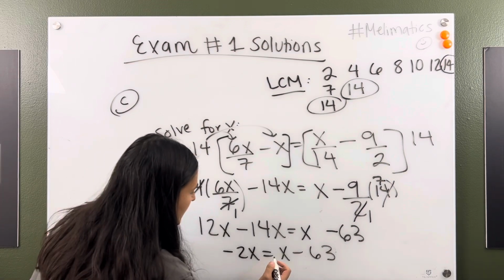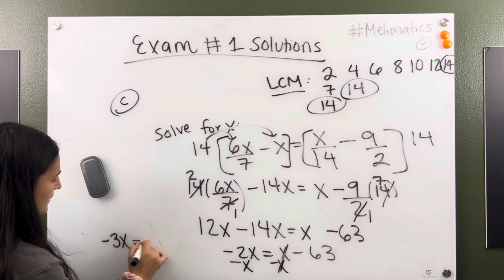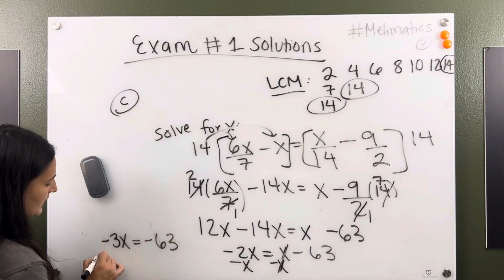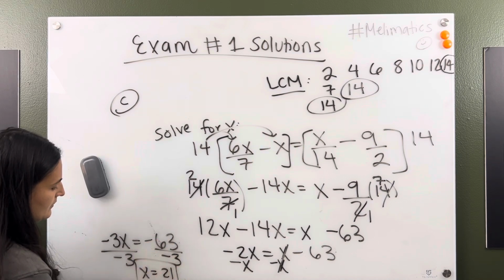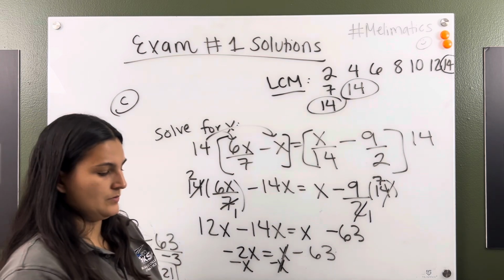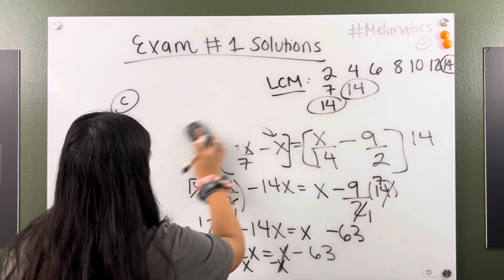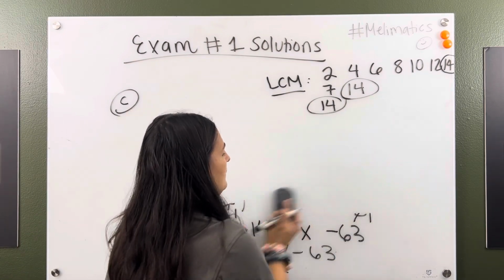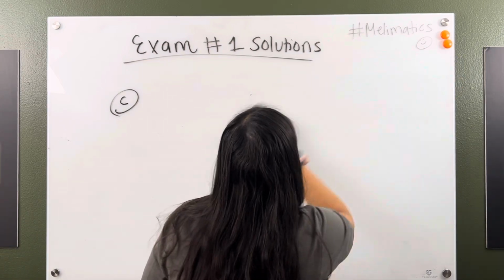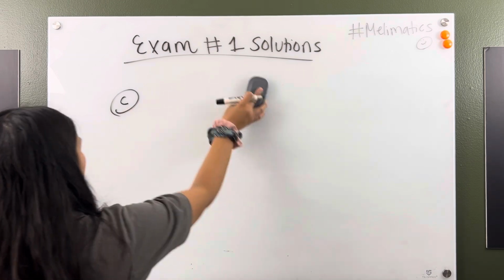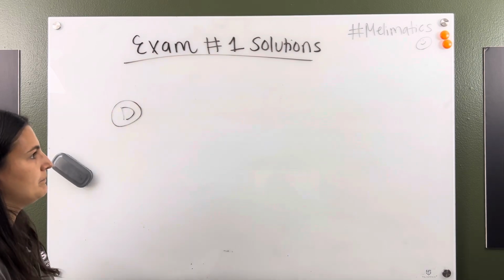Okay, and then get your like terms together. So now subtract the x. That's negative 3x equals negative 63. What's the opposite of multiplying x by negative 3? Dividing by negative 3. And of course, a negative divided by a negative is a positive, so x equals 21. Again, plug in if you need to, and you should get 21. Works. The left side equals the right-hand side. Alright, so that was part C. Now let's look at part D.